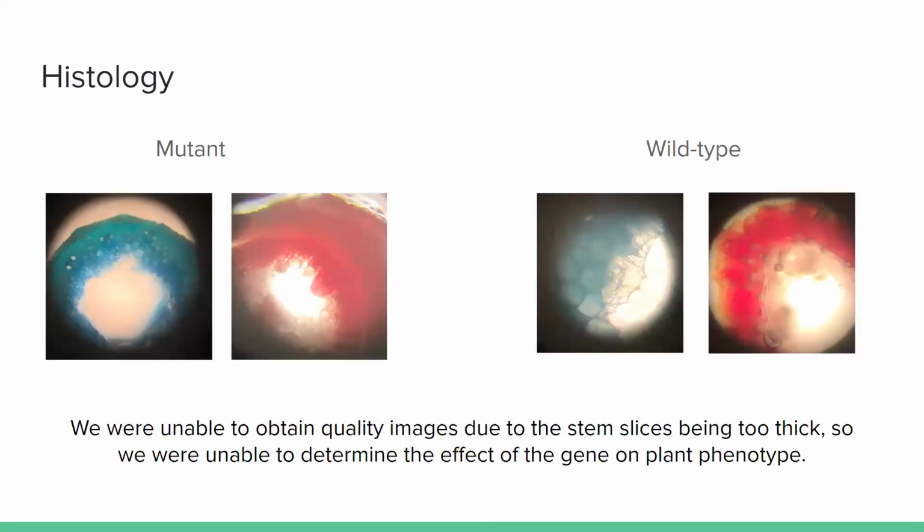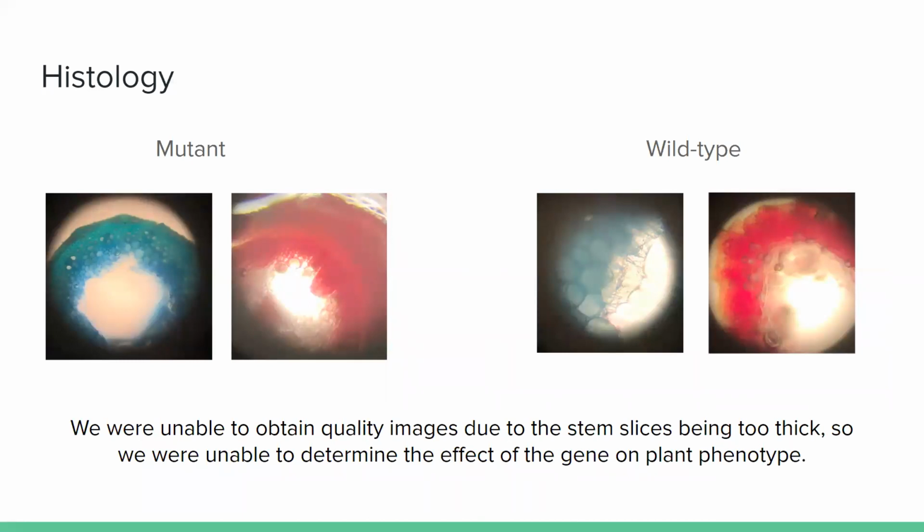We then used staining to try to see how the mutation affected the phenotype of the plant, specifically in its stem. We were unable to get quality images because our slices of the stem were too thick. So in the future, we could avoid this by using a machine to cut thinner slices. That way we could get better images.